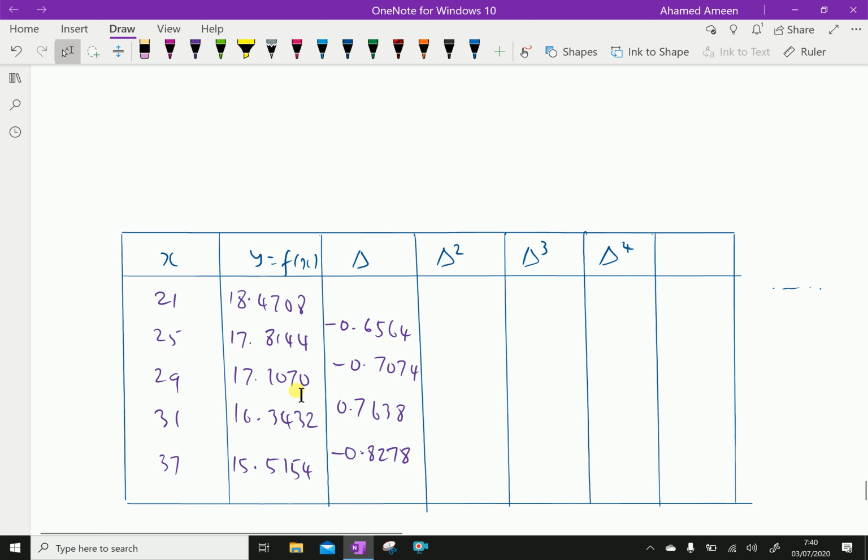Then the second difference is minus 0.7074 minus minus 0.6564, which comes minus 0.0510, then this one minus 0.0564, next is minus 0.06064. The third difference is the subtraction of these: minus 0.0054, here also minus 0.0076. Then the fourth difference is minus 0.0022.